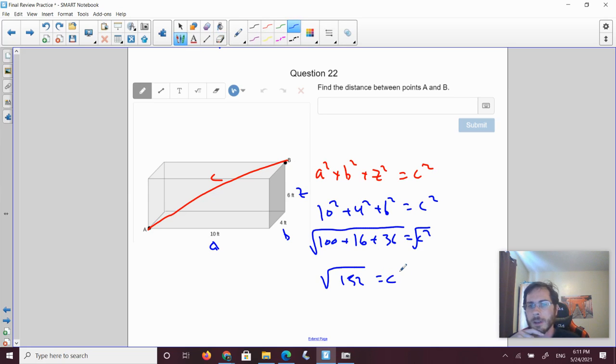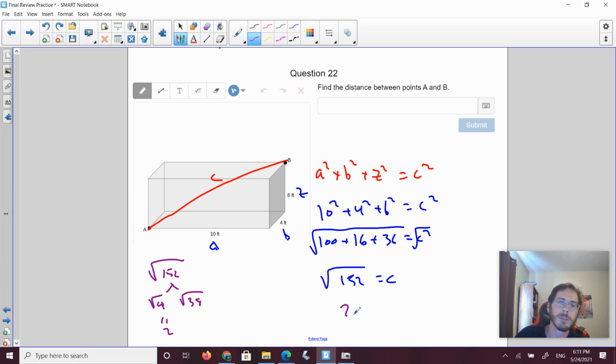But then we should see, all right, well, can we actually do anything with this 152? And we can. We actually can reduce this 152. We can divide it by 4. We're going to get 38. And then 38 is just 19 times 2. So I can't really do anything with 38. So my final answer is going to be 2 root 38 equals C.